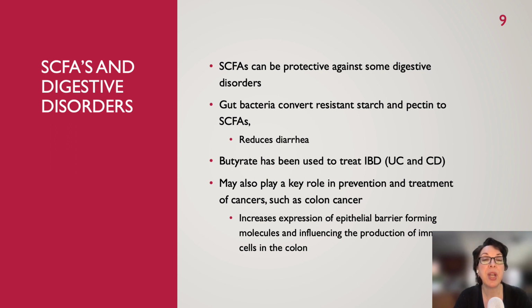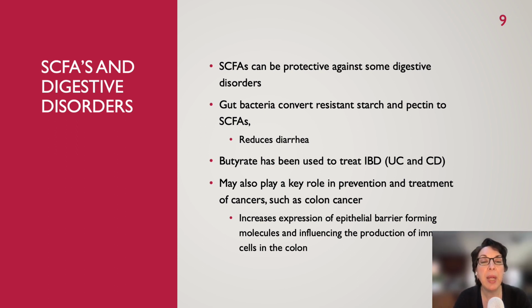and can play a role in digestive disorders. So short chain fatty acids can be protective against some digestive disorders. The gut bacteria will convert resistant starch and pectin to short chain fatty acids, which can reduce diarrhea. Resistant starch and pectin are seen in the peels of apples, and starch like in potatoes. This will all just kind of reduce diarrhea, it binds you up.